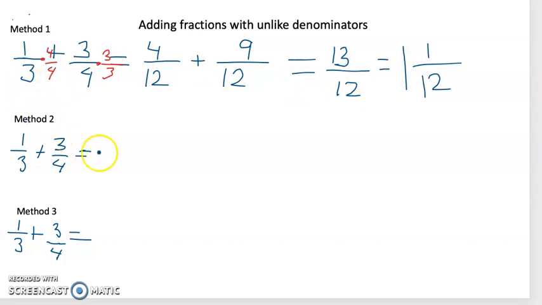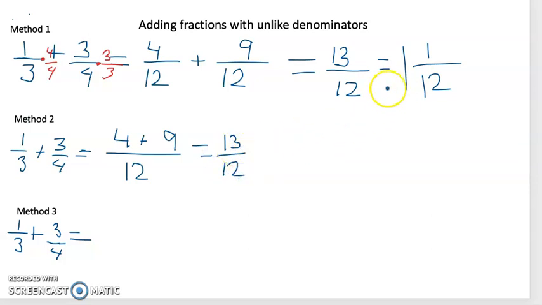Method 2 I learned when I was growing up in Slovakia. This is how I was introduced to fractions and adding fractions. So we have the common denominator for 3 and 4, which is 12. Now I go a little backwards. I take 12 divided by 3 is 4, and 4 times 1 is 4, plus 12 divided by 4 is 3, and 3 times 3 is 9, which equals 13/12, which is the same as 1 and 1/12.